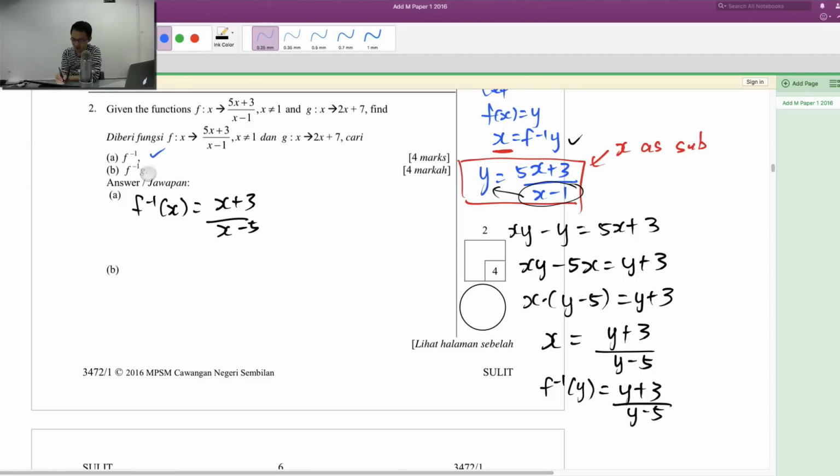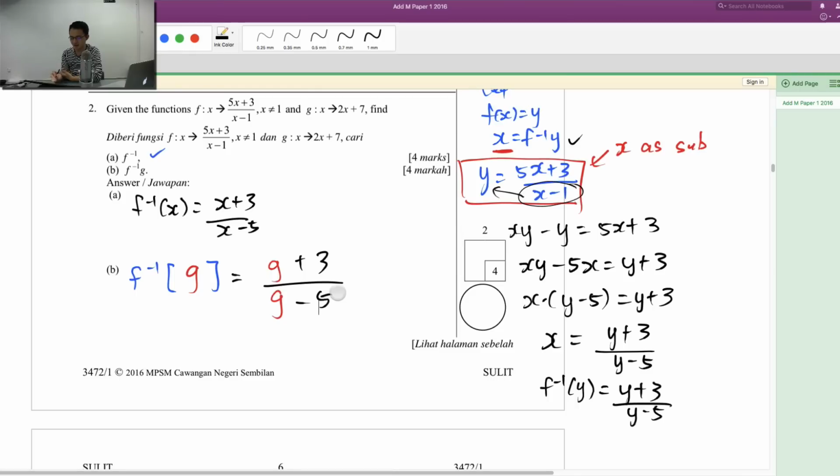2B, basically, you just substitute g into the f inverse. So we have the f inverse over here. When I say f inverse g, it means your x itself will change to g. So whatever x you have over here will become g, plus 3, minus 5.